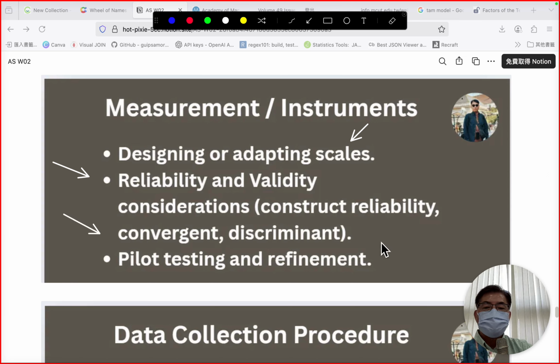Pilot test. Have you ever done a pilot test before? Do you know what a pilot test is? It means a small sample, maybe 30 participants or targets, answering your questionnaire. Just a pilot, small size. If the reliability is okay and the validity is okay, then you can have confidence in your scale. You can then collect the maximum amount of data, 100, 200, or 300 participants. Got it? Okay. Pilot testing and refinement.